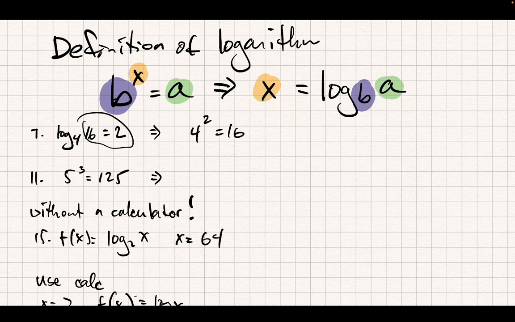This is our trick, right? I'm leaving the base alone. I'm deleting log if I have it, or I'm writing log if I didn't have it, and I'm swapping these two. So let's swap these two. Maya, do the trick. Make it happen. Log base 5 of 125 equals 3. That's it.